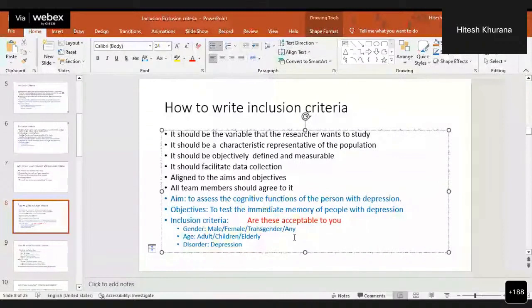And similarly, depression. Depression also, the term is loosely defined. Is it the depression which is reported by the person subjectively, or is it the depression which we are rating using the diagnostic criteria, or are we using some kind of scale to assess the severity of the symptoms? Again, here the age as well as the disorder criteria are really loosely defined, and so we cannot really trust these kinds of inclusion criteria.